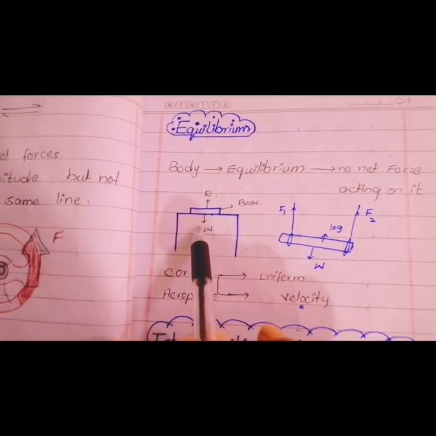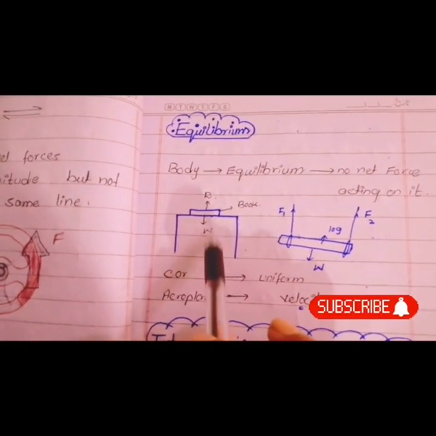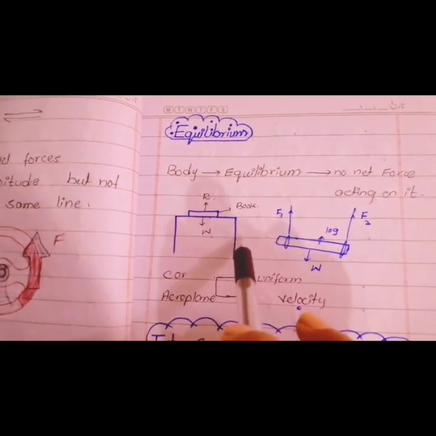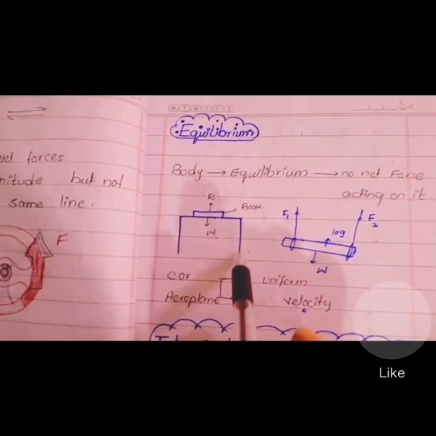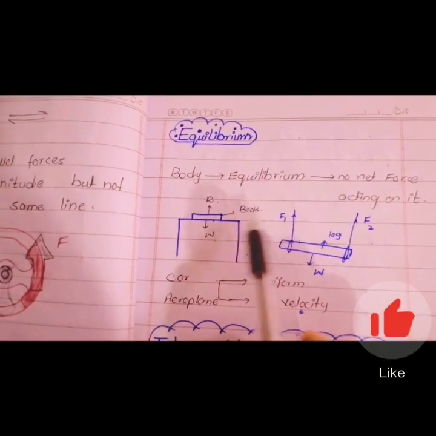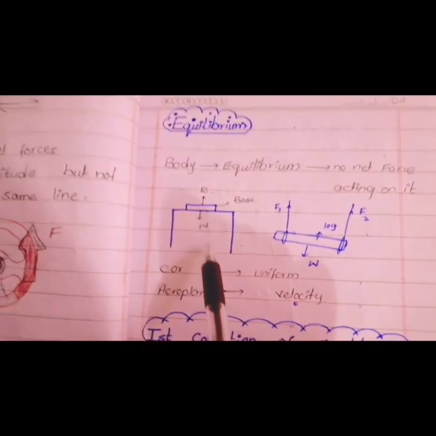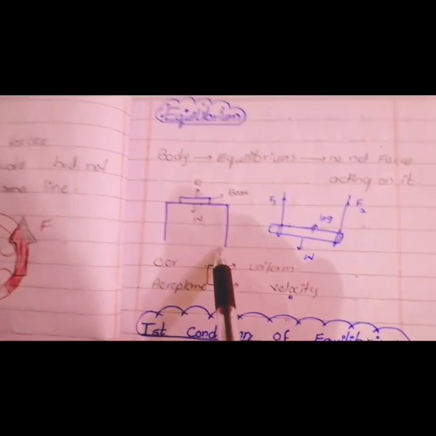In this way, the forces which are acting on the book are equal and opposite, and these forces will cancel the effect of each other, and in this way no net force will act on the body, and we can see that this body is in the state of equilibrium.